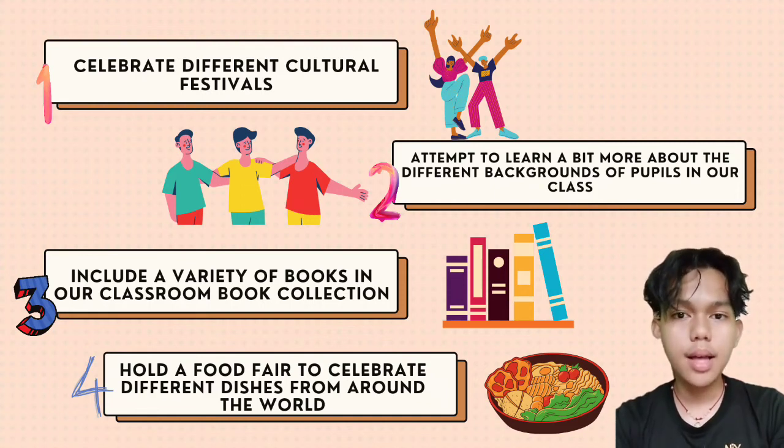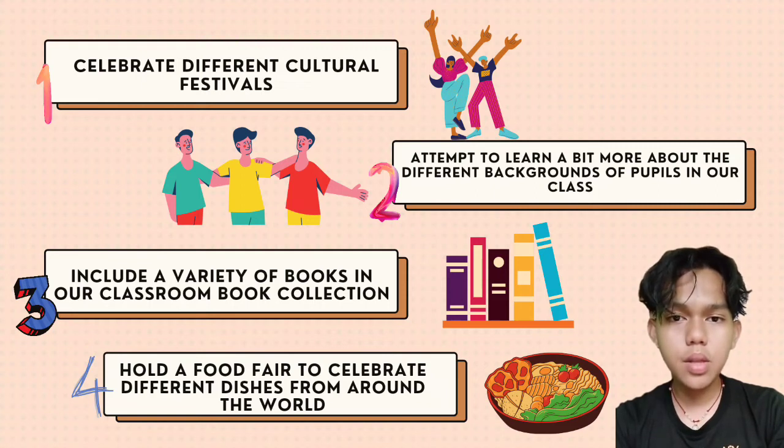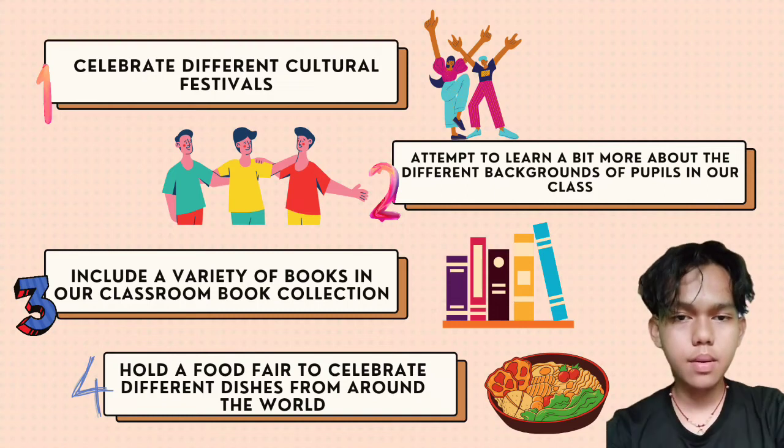Number 2. Attempt to learn a bit more about the different backgrounds of pupils in our class. This is beneficial for pupils from various backgrounds. We can learn a little about their culture and even learn a little of their language to show that we understand them. It may even be worthwhile to chat with the parents of specific children who are having difficulties integrating in order to better understand how to assess them.